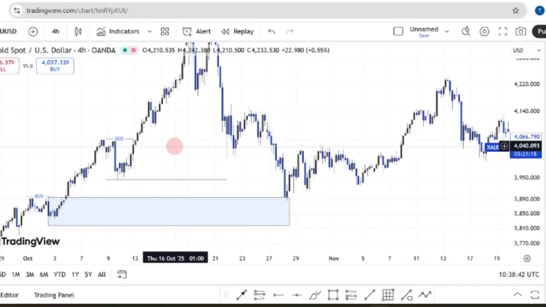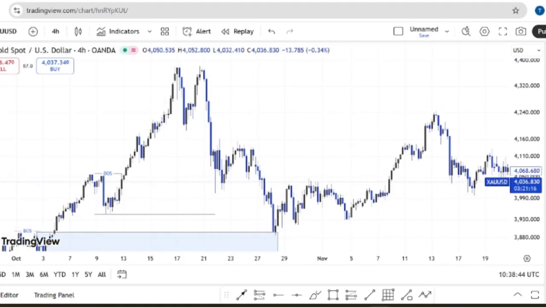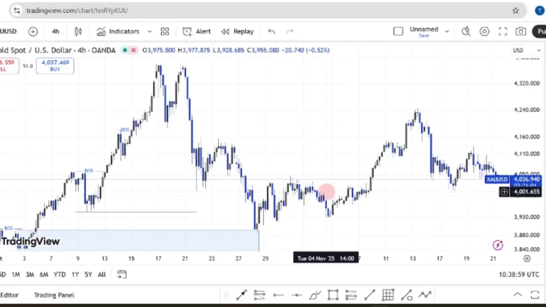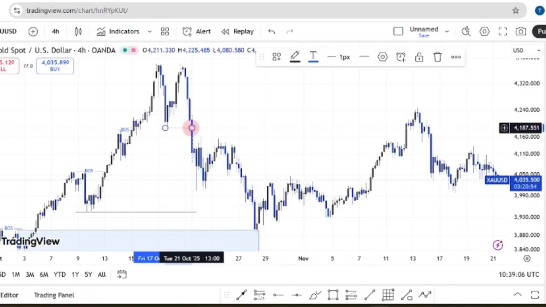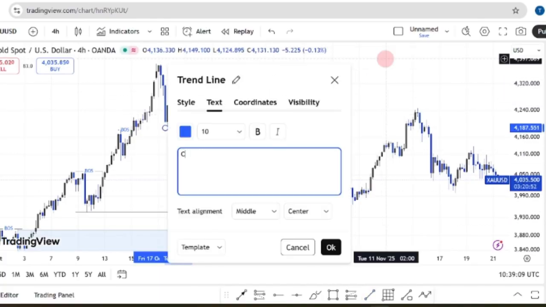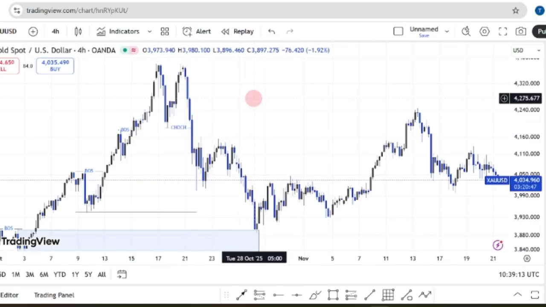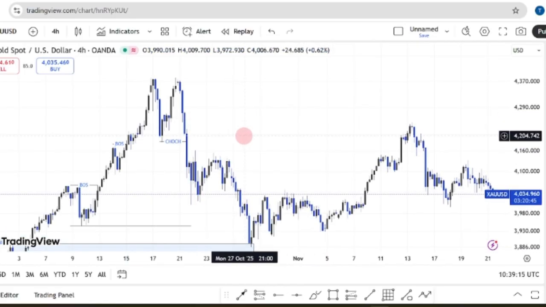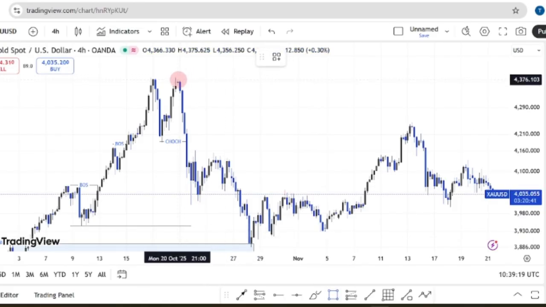Also, we had the break of structure on the 4 hours. We had another break of structure at this level. At this point, we had this change of character on the 4 hours. Having this change of character on the 4 hours, what do you want to see? We want to see price return back to this supply level here.